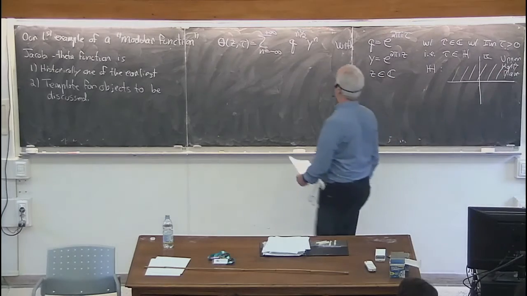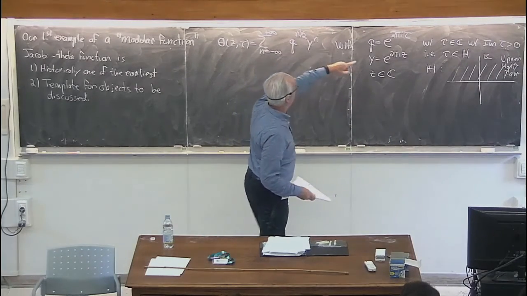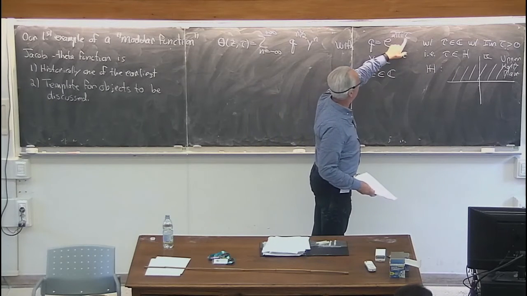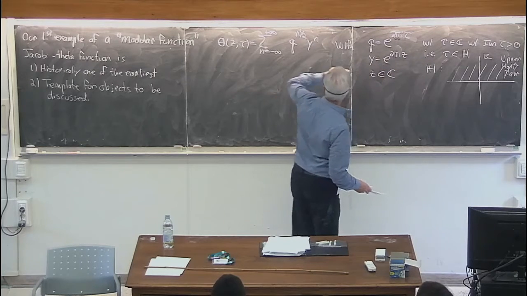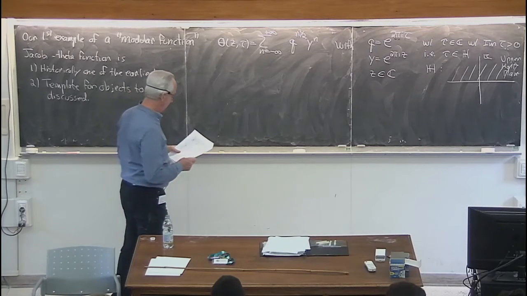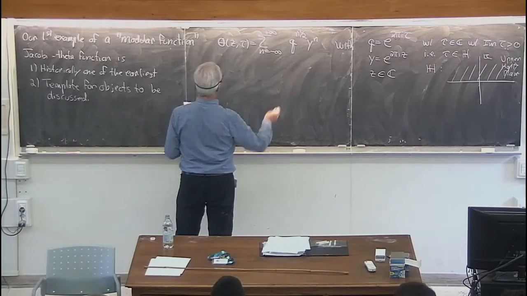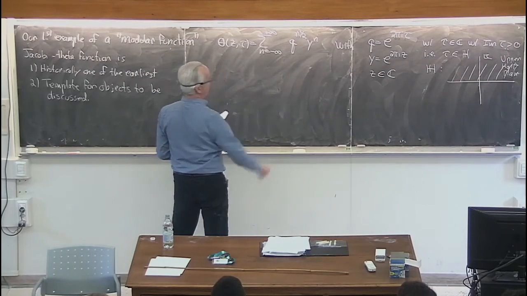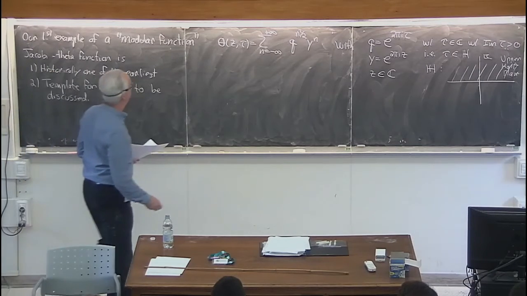So the first thing to notice is, since the imaginary part of tau is positive, q is less than 1, and so this sum will converge and define some function of tau and z, where tau is in the upper half plane and z is a complex number.